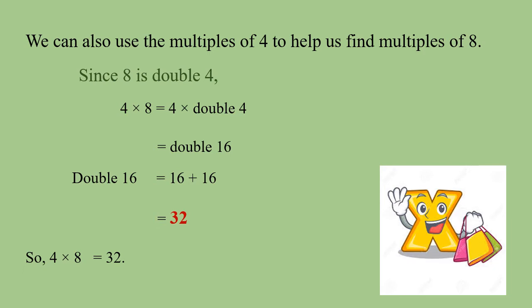Now here, 4 multiplied by 4 equals 16. So that one you have to double. 16 plus 16, double means 16 plus 16. 16 plus 16 is 32. So 4 multiplied by 8 is 32. You can get the answers from the 8 times table by using the multiples of 4 also.